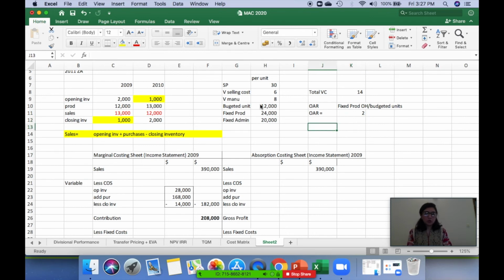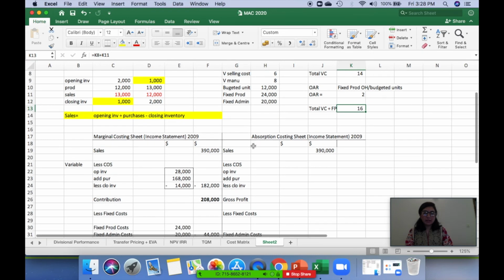So absorption costing states that to calculate the value of cost of sales, you have to add both variable cost and fixed production overhead cost into the cost of sales. So my total variable cost plus fixed production overhead cost equals 14, which was my total variable cost, plus 2, which I just calculated using the OAR approach. So now you can see that the absorption costing sheet will give you more expensive cost items, because we've added the production overhead in it too.